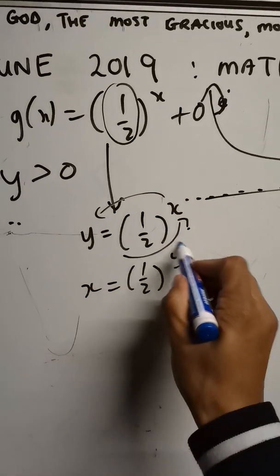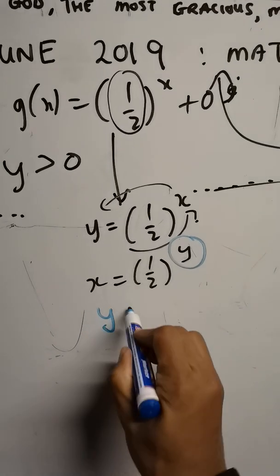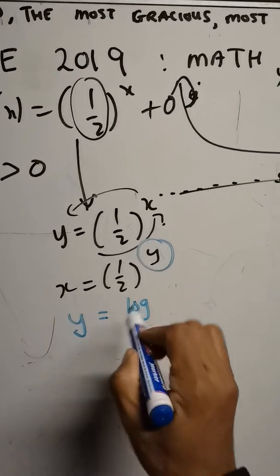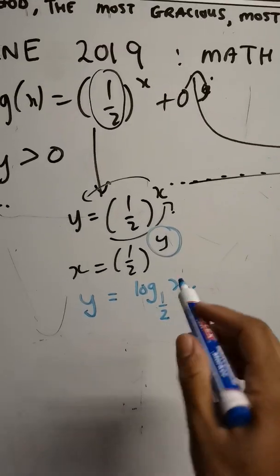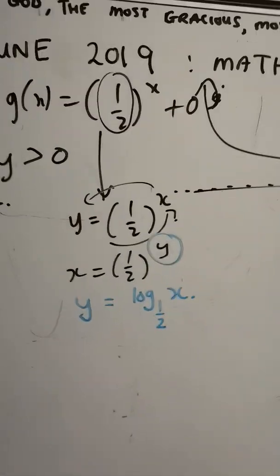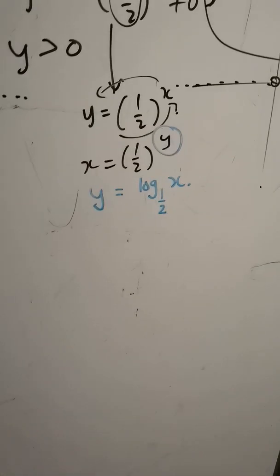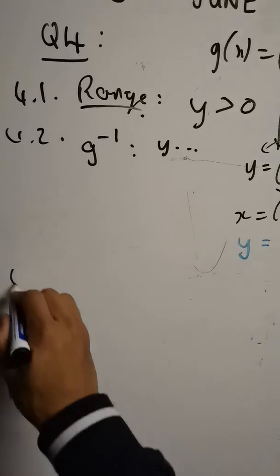We want to make y the subject. Now we're going to do the log story. With the log story, all that you do is that the exponent becomes the answer. So we're going to get y is equal to log, the base stays the base, and you put the x there. Log to the base half of x. That was fairly simple. So y is equal to log to the base half of x.